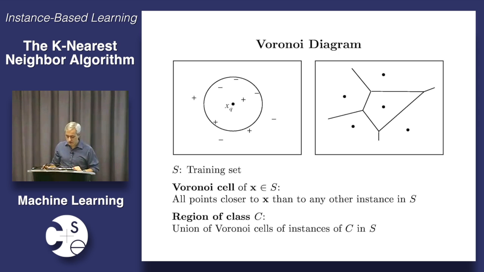And here's a quick question. Suppose that I have a positive example here and I have a negative example there, right? What is the shape of the boundary between them going to be? Is it going to be a curve? Is it going to be a straight line? What is it going to be? Assuming we're using Euclidean distance.